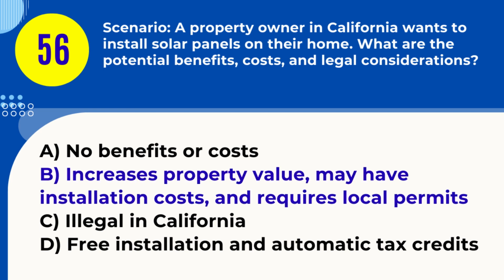Answer. B. Increases property value, may have installation costs, and requires local permits. Explanation. Installing solar panels in California can increase property value and reduce energy costs. However, it may involve installation costs, and the homeowner must consider local permitting requirements and any HOA rules.